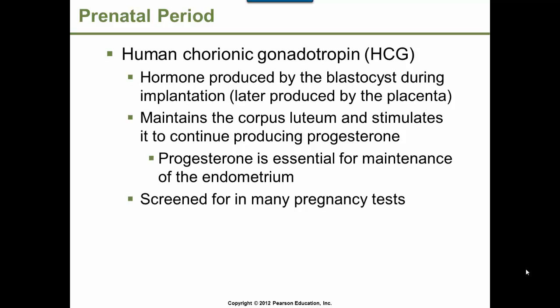It's screened for in pregnancy tests. The HCG hormone is what is being detected. The human chorionic gonadotropin of the blastocyst would enter the mother's bloodstream and be excreted in the urine. Thus, this is checked for in the pregnancy test.